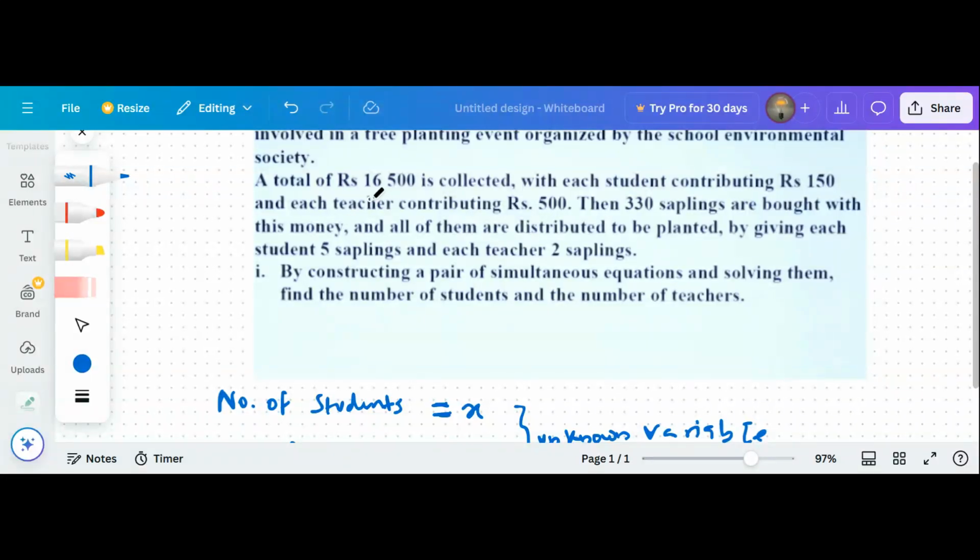They are talking about money, 16,500. Other than that, they are talking about the number of plants, 330. So there are two things: one is money, the other is the number of plants. With these two, we can form two equations.